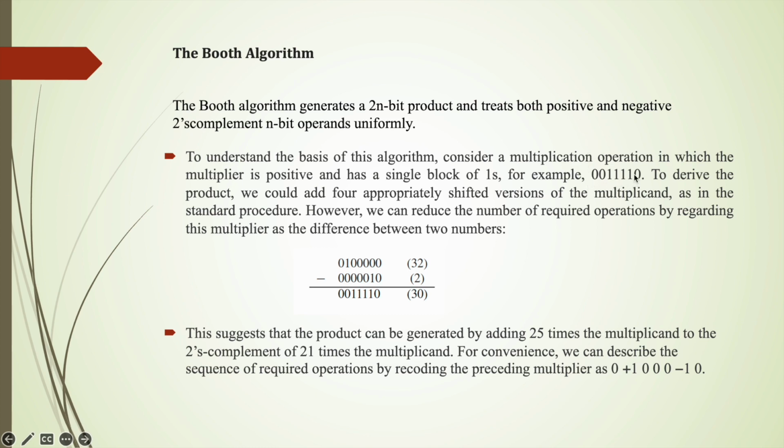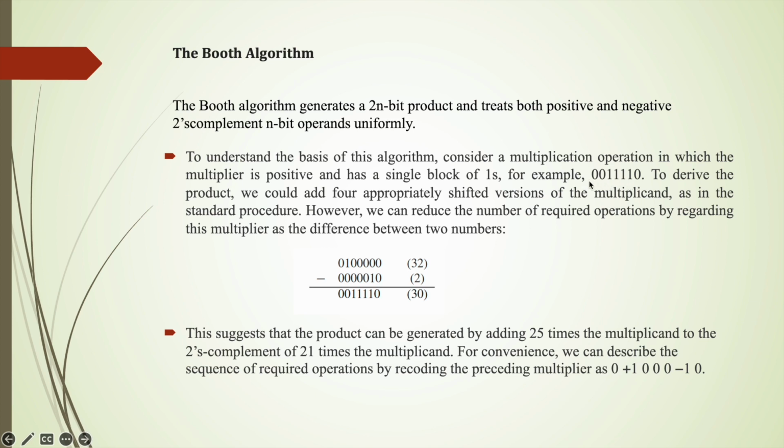If the multiplier contains 4 continuous ones, how do we calculate the multiplication? We need to add the multiplicand 4 times in shifted positions. So this is not very efficient. We need to add it 4 times. But instead of adding the multiplicand 4 times to the partial product, there is another possibility.